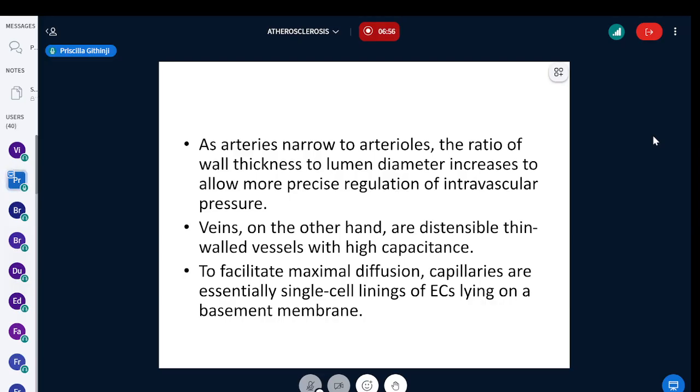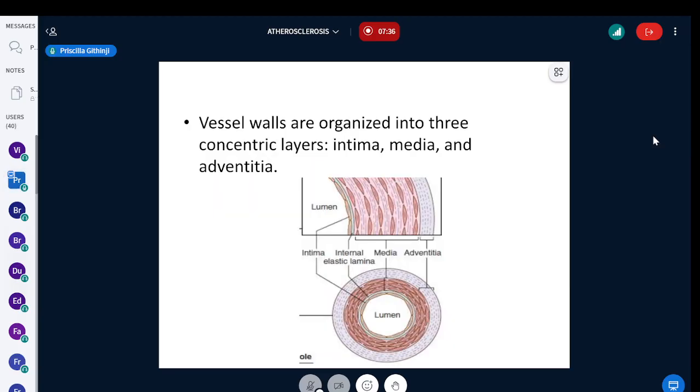Veins, on the other hand, usually have distensible, thin-walled vessels, usually with high capacitance, because they're receiving blood that has already washed the cells and various tissues. To facilitate maximal diffusion, the arterioles go on to form capillaries. These are usually single-cell linings of endothelial cells lying on a basement membrane, and this enables diffusion of oxygen and nutrients across the vascular walls. So the thickness of the blood vessels changes depending on the function of that vessel.